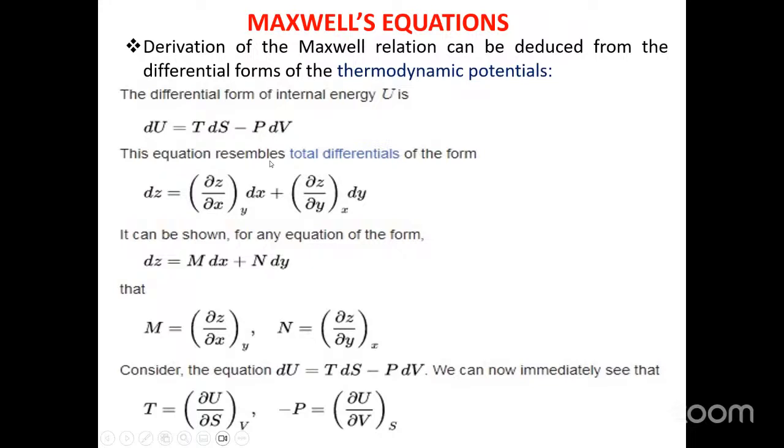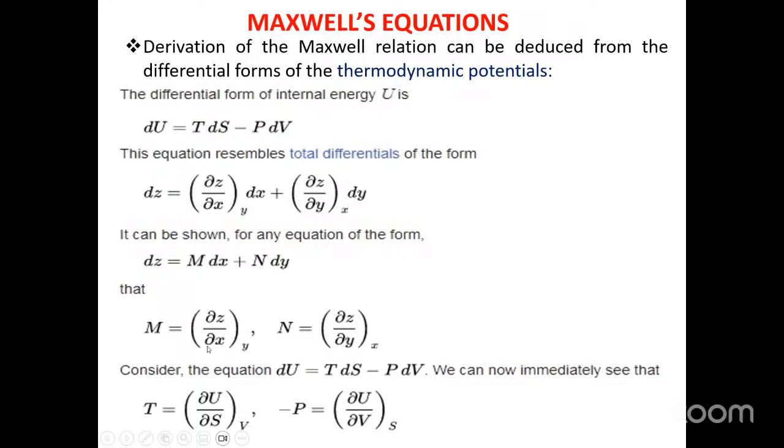This equation resembles the total differential of the form dz is equal to dou z by dou x suffix y dx plus dou z by dou y suffix x dy. ఇక్కడ ఏం లేదు, మనము T and V ఎలా తీసుకుంటున్నామో సేమ్ ఇన్ డిఫరెన్షియల్ ఫార్మ్స్ we are using here. For the total differential equations, it can be shown for any equation of the form dz is equal to M dx plus N dy, here dou z by dou x we are taking M, and these are all the N we are taking.